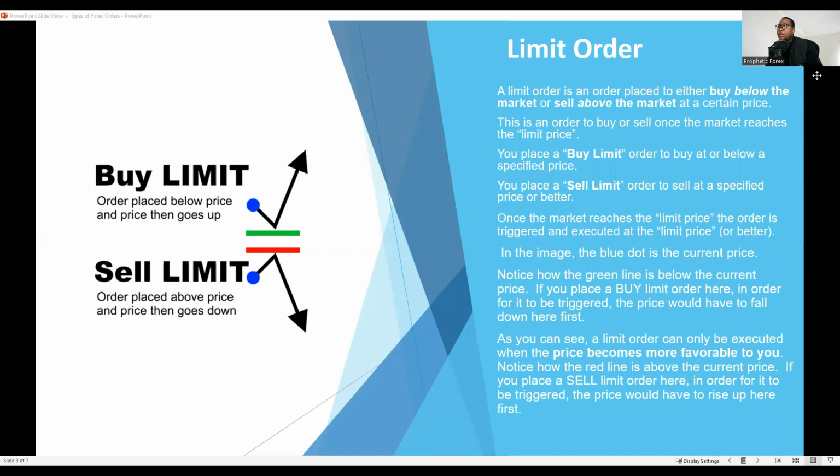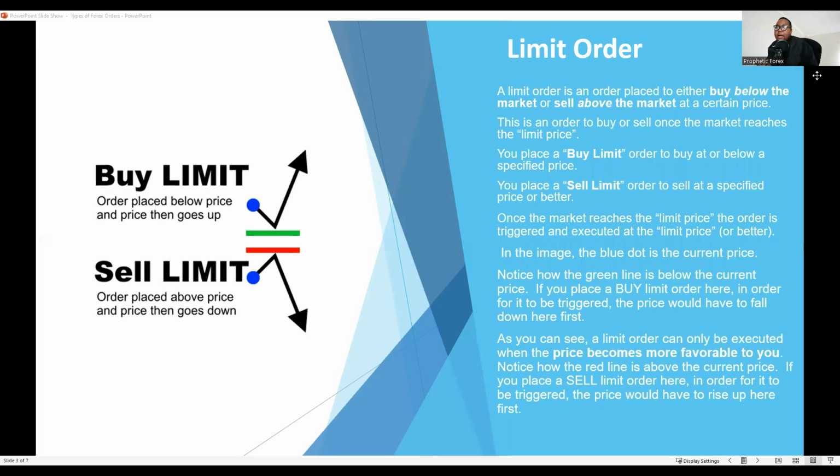A limit order is an order placed to either buy below the market or sell above a certain market price. There is an order for when to buy and when to sell once the price reaches the limit price, hence the word. So you place a buy limit order to buy at or below a specified price, and you will also place a sell limit order to sell at a specified price or a better price.